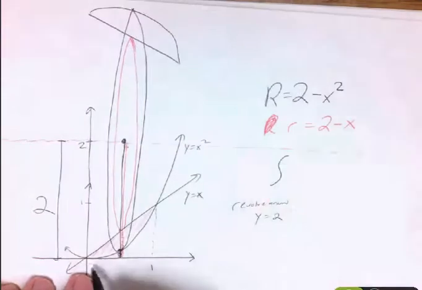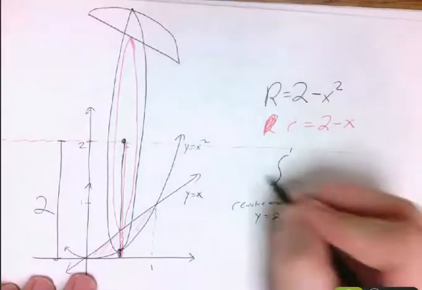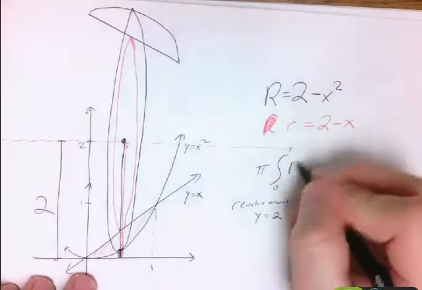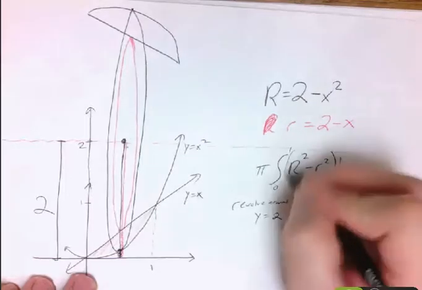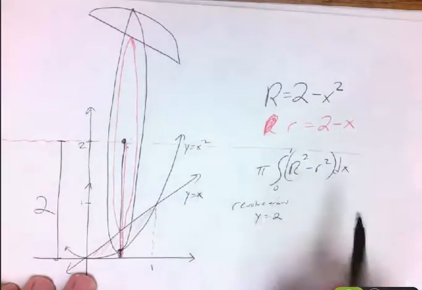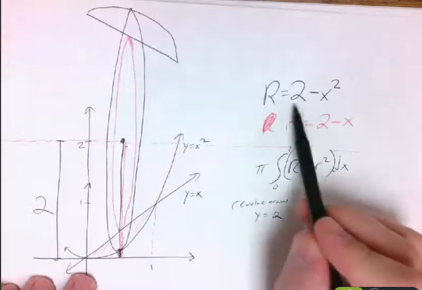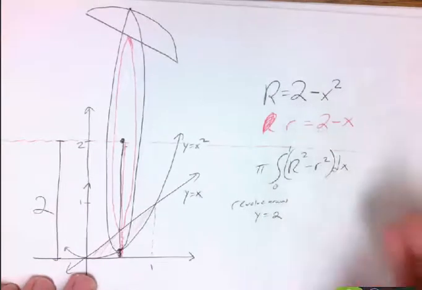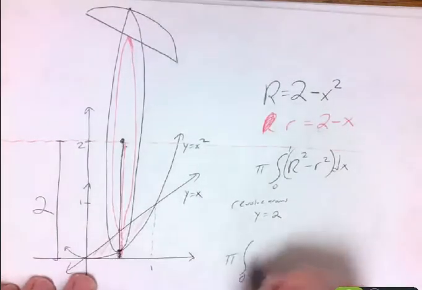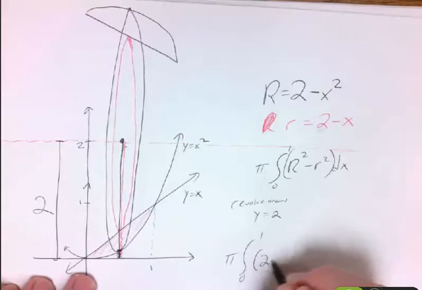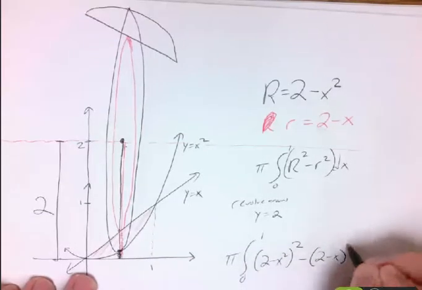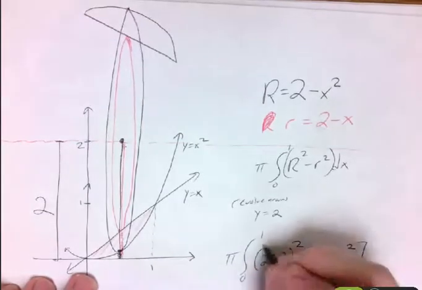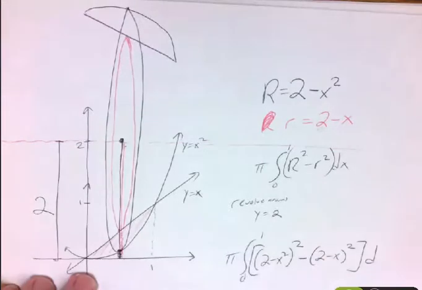It's still 0 to 1, none of that changes. It's still pi r squared, but it's essentially this, which is exactly what we had in class. The only difference is finding big R and little r had a little bit of a twist. So this would be pi from 0 to 1 of (2 minus x squared) squared minus (2 minus x) squared, and that would be dx.